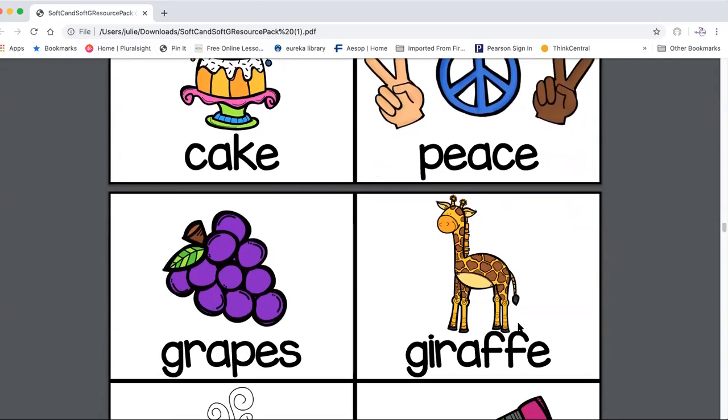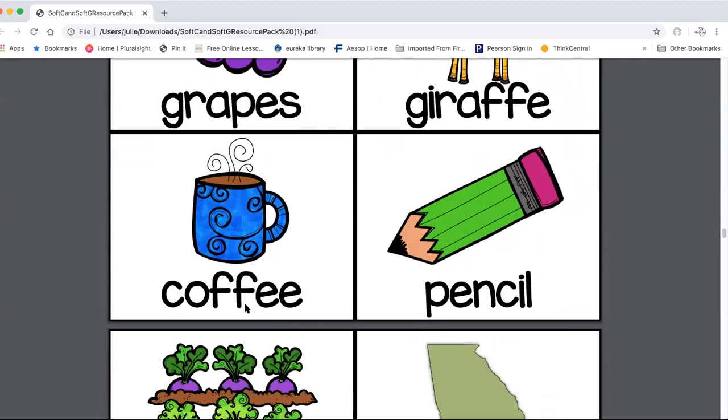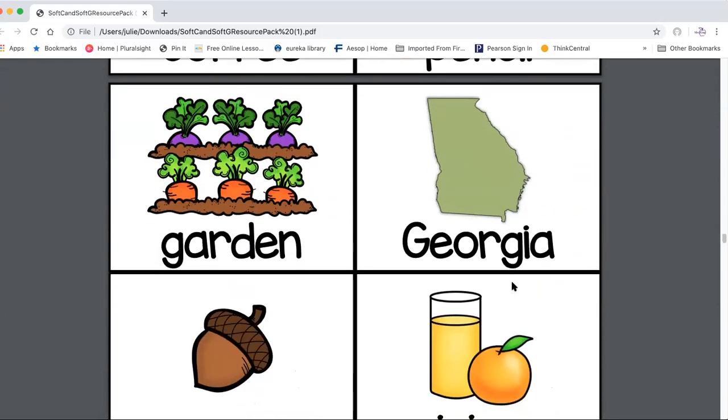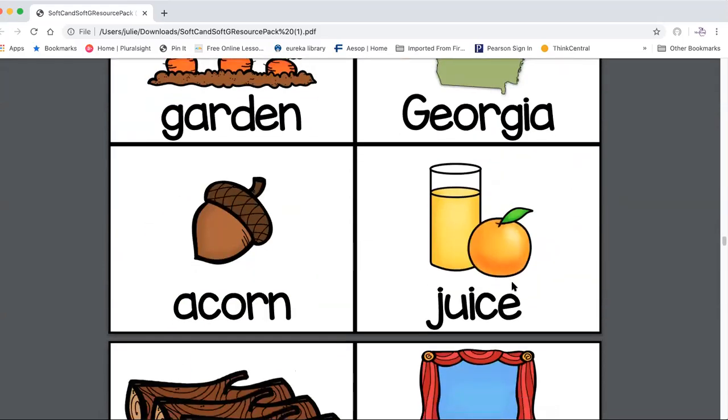Some other examples we'll just read through. Grapes is followed by an R, so the G says G. Giraffe, the G is followed by an I, so the G says J. Coffee, the C is followed by an O, so it's going to say K. And in pencil, we already saw that the C is followed by an I, and the I makes the C say S. Garden, Georgia, acorn, juice. And there's a ton of examples out there.